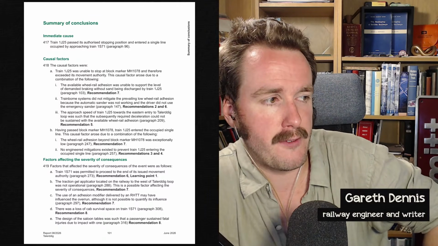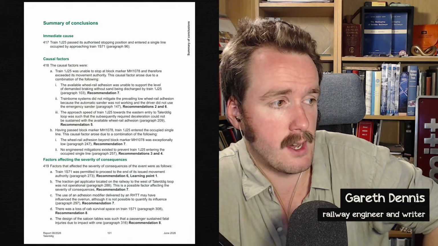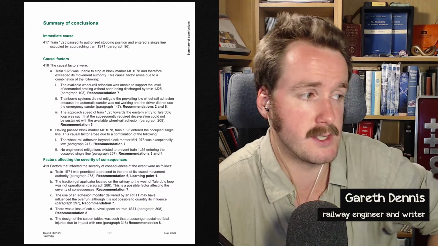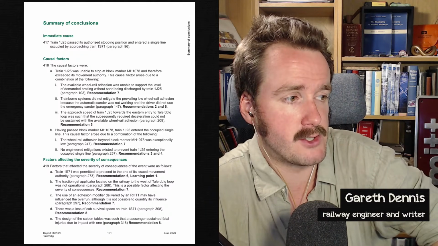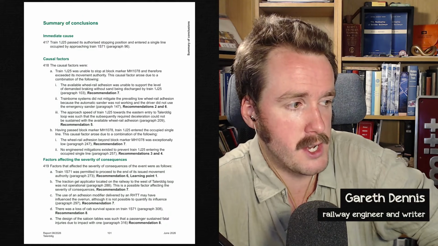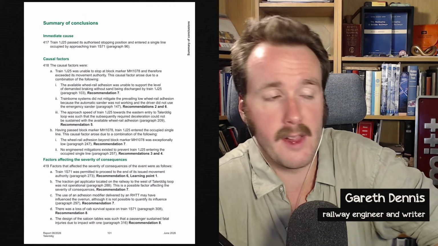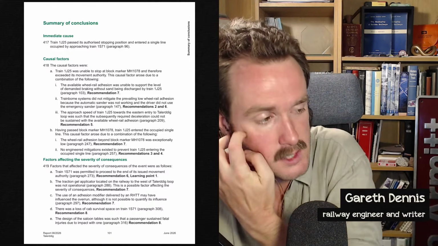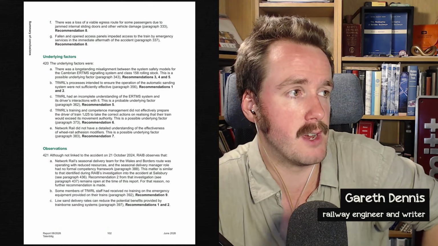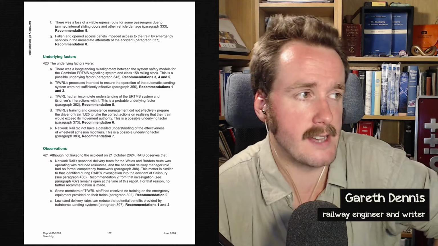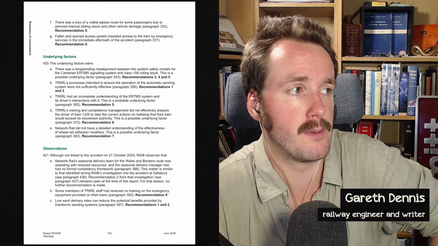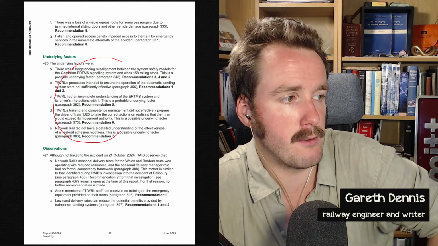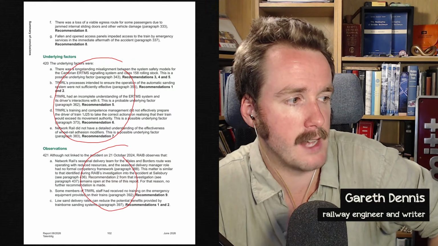And then we've gone through the factors affecting the severity of consequences. There was no system to stop Train Sierra earlier. There was a traction gel applicator that was not operational. The use of an adhesion modifier delivered by the railhead treatment train wasn't happening. It was not operating. There was a loss of cab survival space because of lack of crashworthiness in the 158s. Interior fittings in the train were not ideal. And indeed, the external access panels caused problems, or internal access panels caused problems as well. And we've gone through those underlying factors and observations as well.